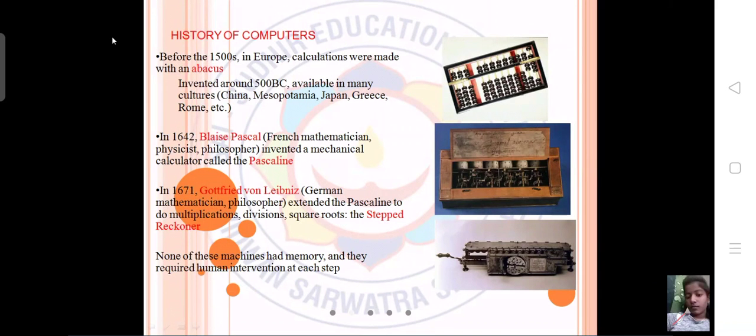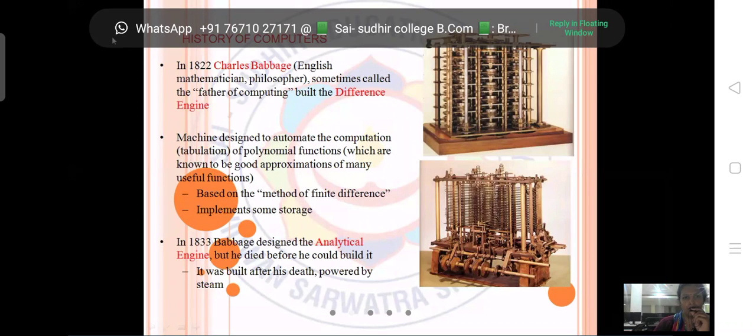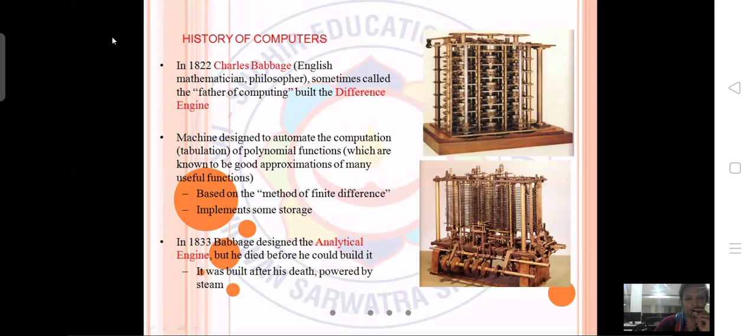Now, in 1822, this Charles Babbage. This Charles Babbage is generally called the father of computers, or the starting person. With this, the basic change from automation of all these computations gave a big turn, and they got a big difference in building some sort of computer.